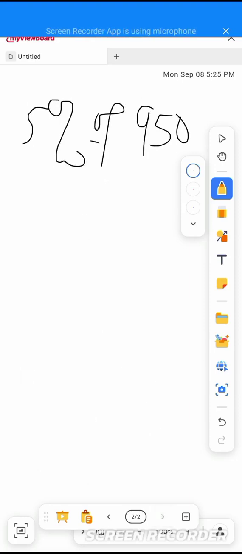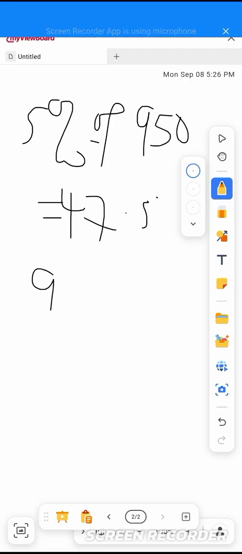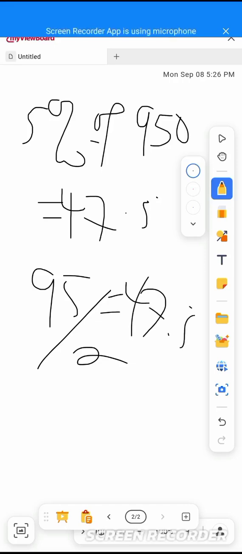Half of 95 is 47.5. So it means that 5% of 950 is 47.5. How? Because I know that 10% of 950 is automatically 95. So for me to get 5% of 950, I just need to divide 95 by 2 to give me 47.5. So that's how we solve for 5%. So just know at the back of your mind that 5% is half of what you get when you find 10% of a certain number. So that's that for that.